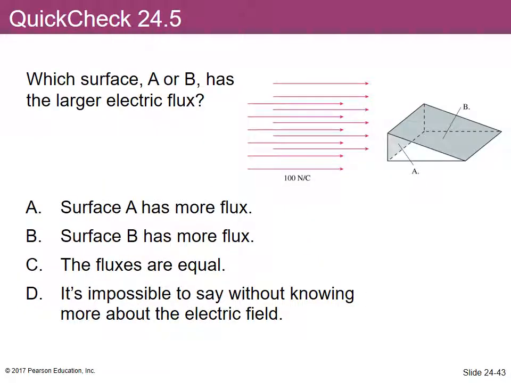Which surface, A or B, has the larger electric flux? The answer is C. The fluxes are equal. The electric field strength is constant. B has a larger area, but that is countered by the cosine of the angle. The projected area is the same for both surfaces.